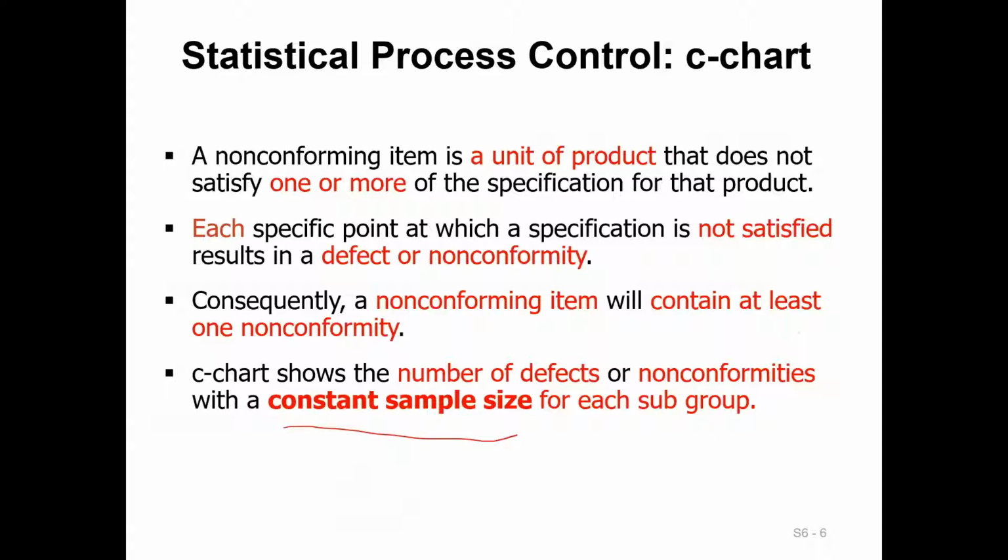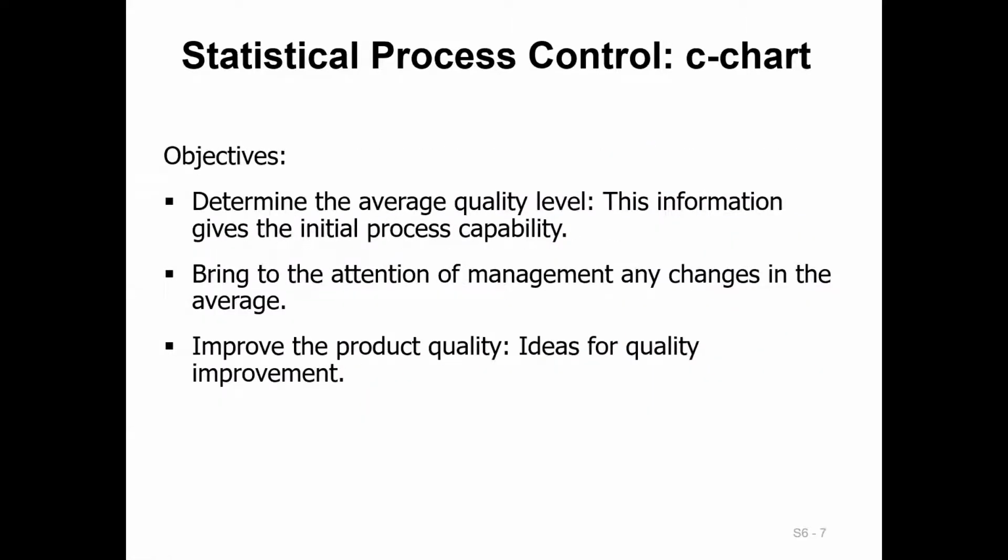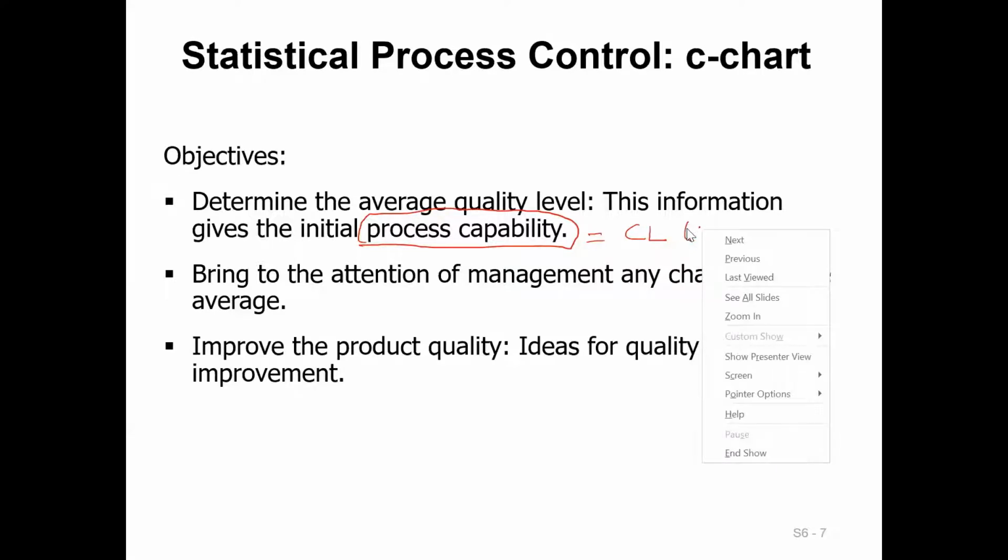A unit of product, we're expecting a fixed number of units of products. Okay, before looking at the example, the objective. The objective for attribute control charts is very standard. You're using an attribute control chart in order to identify or work out the process capability. The process capability for an attribute chart is equal to the center line of the control chart when the chart is statistically under control.